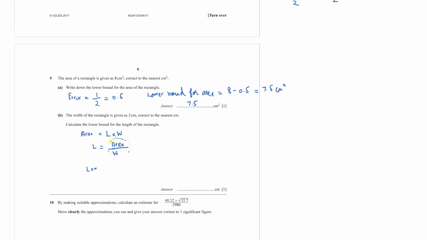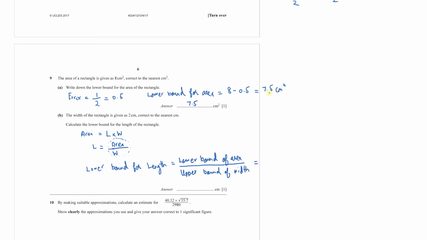How can you minimize the value of a fraction? By taking the lowest possible value of the numerator and the highest possible value of the denominator. So the lower bound for length will be the lower bound of area, since you're minimizing the numerator, divided by the upper bound of the width.